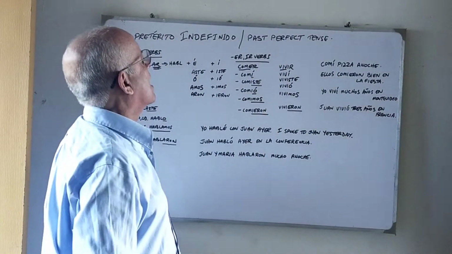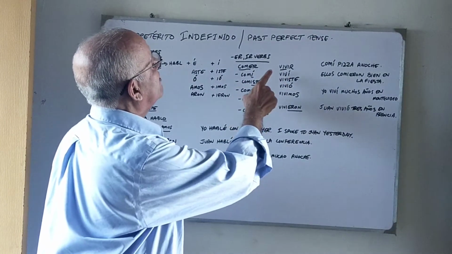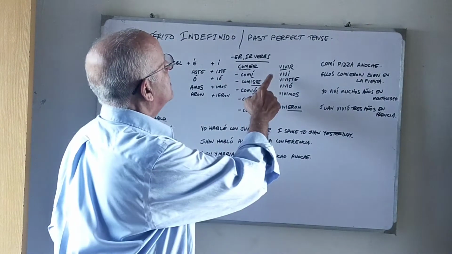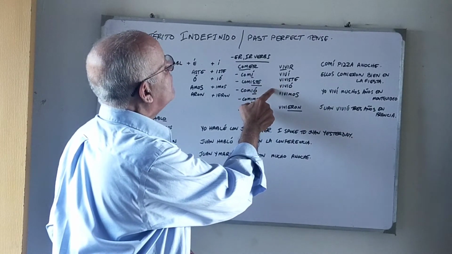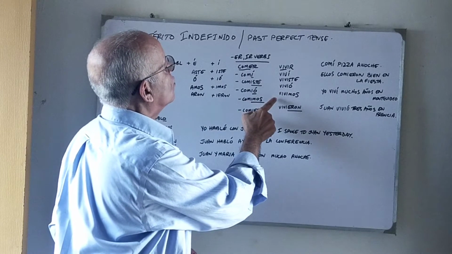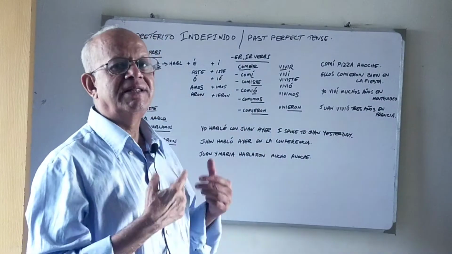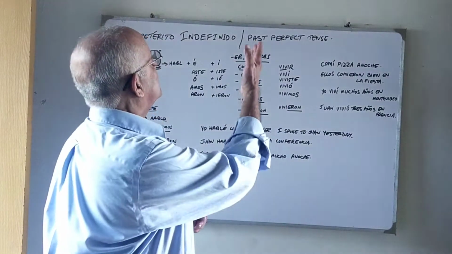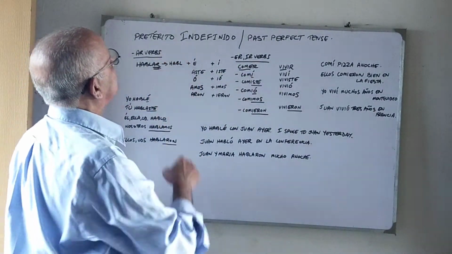The last formation, IR verbs. It has the same endings as the ER verb, so vivir will become yo viví, I lived, tú viviste, you lived, él vivió, he lived, ella vivió, she lived, usted vivió, you lived, nosotros vivimos, we lived, ellos vivieron, they lived. So these are the endings, these are the three verb formations for AR, ER, and IR in the pretérito indefinido.